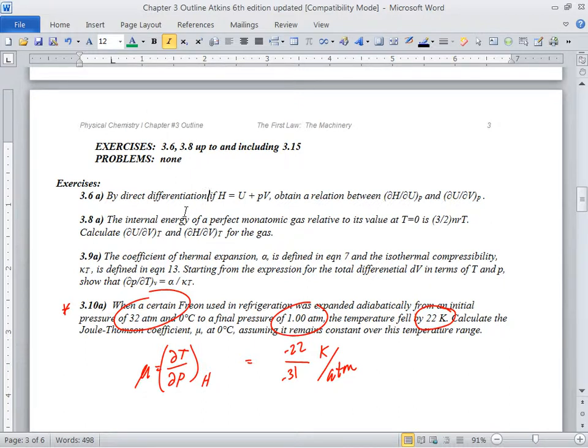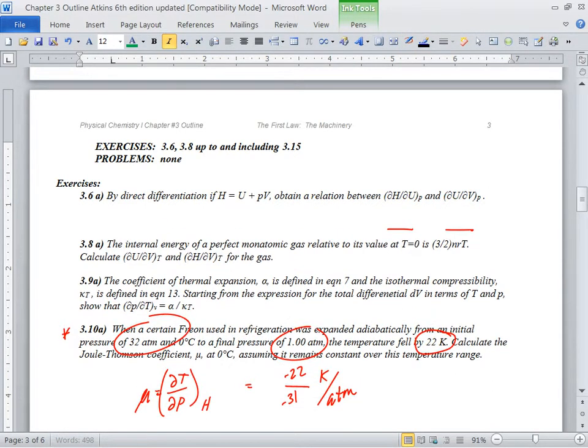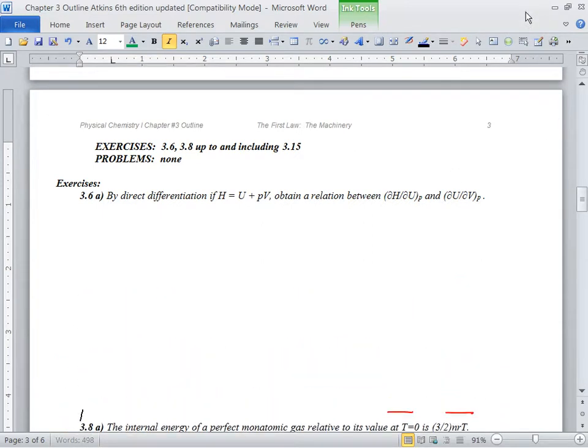3.6. Okay, by direct differentiation. So start with these. You just haven't had much practice in, and that's okay. So H equals U plus PV. And all you want to do is play around with this thing until you get just left with this kind of stuff. So let's take the partial of H with respect to what, probably?